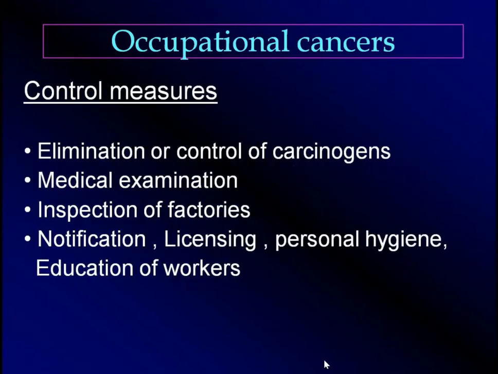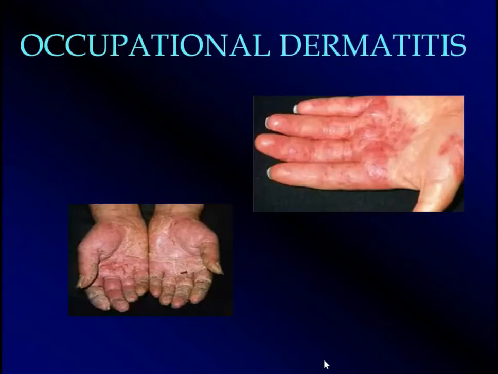How do we control these occupational cancers? It is simply by elimination or control of carcinogens, by less utilization of the chemicals which cause cancer, and medical examination, that means periodic health checkups of the people who are working under those conditions, and inspection of the factories. Periodic inspection of the factories, how much they are using these chemicals and how to control it, all comes under inspection. And notification, licensing and personal hygiene. Notification means that those who develop these cancers, those diseases have to be notified immediately for further control. Licensing, personal hygiene and education of the workers. So these are the various control measures for occupational cancers. So that's about occupational cancers.